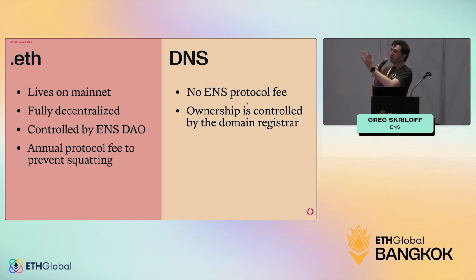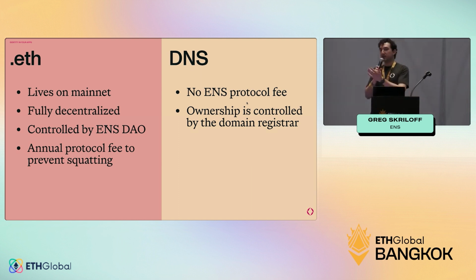But just to compare those two things, .eth lives on mainnet Ethereum. It is maximally decentralized, kind of our gold tier, let's say, and it's controlled by ENS DAO, and there is a fee to register those names. DNS, on the other hand, there is actually no protocol fee. So that's one way it differs. The only reason there is a fee for .eth is to keep a healthy namespace and avoid people just holding a .eth name forever. That's not a healthy namespace.